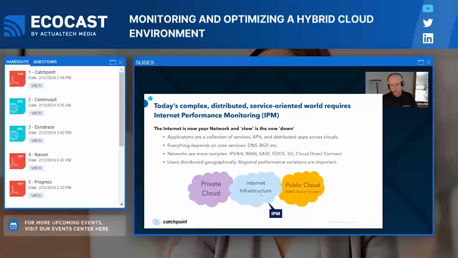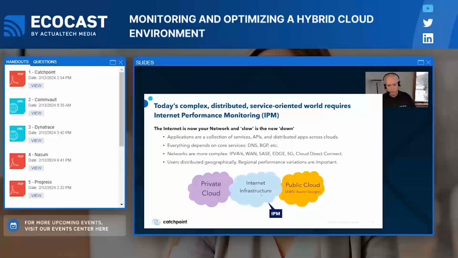And you're no longer just selling to people in New York or delivering applications to people in New England or North America. You've got users all over the globe, and they are dealing with their own local issues when it comes to infrastructure and access. All of this means you need some form of internet performance monitoring to ensure that your private cloud can access the public cloud and that everything is working well together.